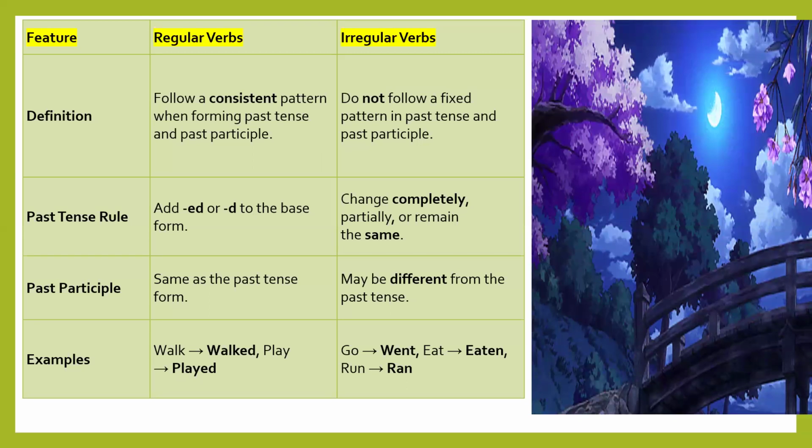For example, walk, walked; play, played. Now irregular verbs: they do not follow a fixed, consistent pattern in the past tense and past participle. They change completely, partially, or remain the same, as we have seen in the previous slides. Go becomes went in the past. Eat, eaten. Run, ran.